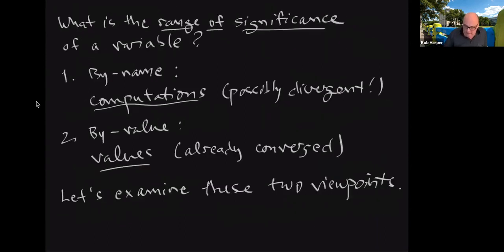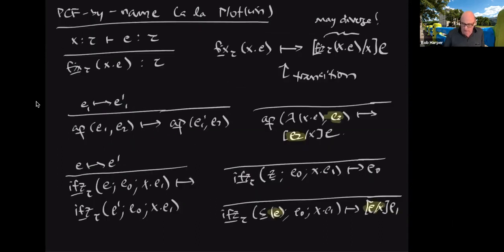And I want to say that the central issue that I want to deal with in the first part of this lecture is the question: what is the range of significance of a variable? This is a very important question in language design. Now, the first thing I want to mention about why this comes up is that I'm doing a substitution here. I'm plugging in fix for a variable x. And yet I've also said to you that certain of these expressions might diverge.